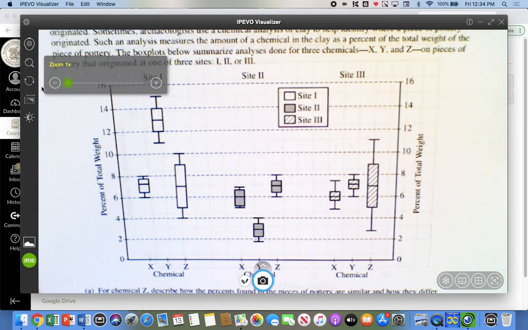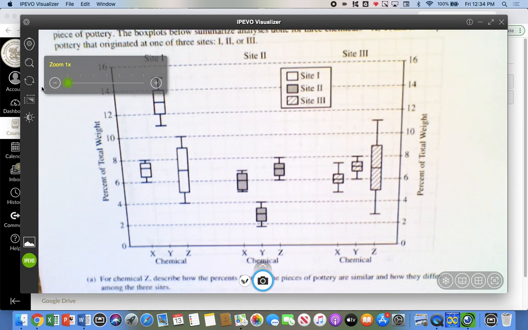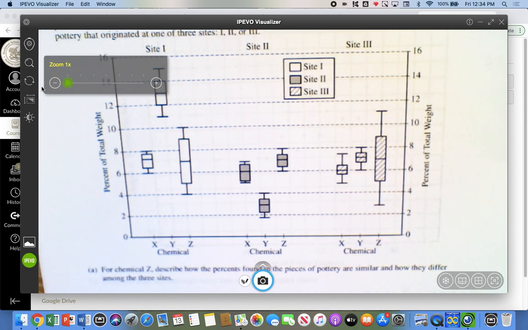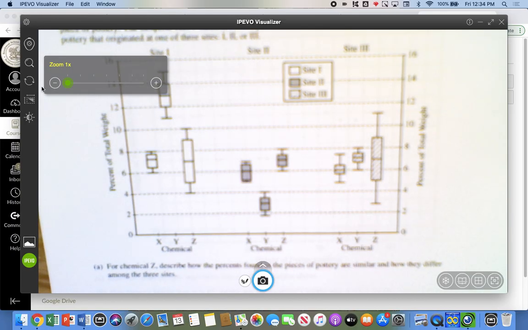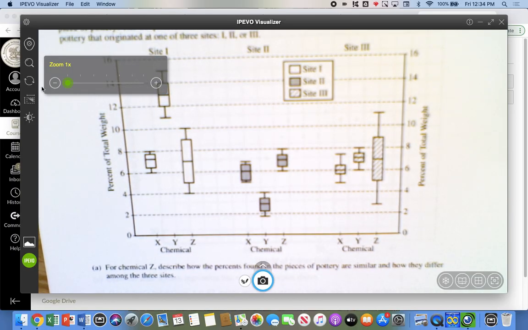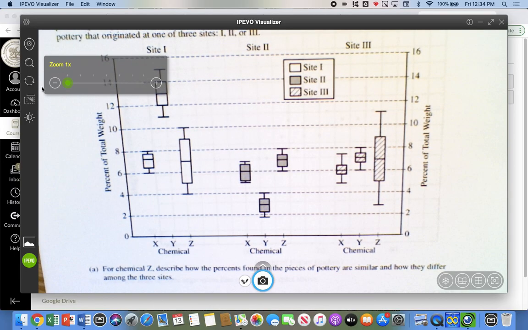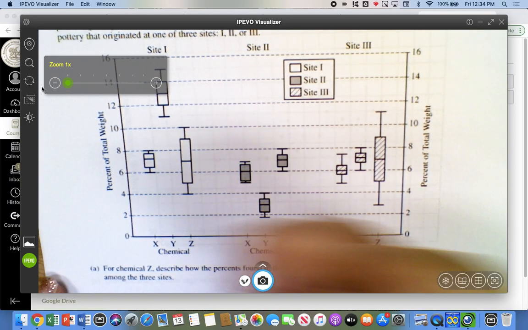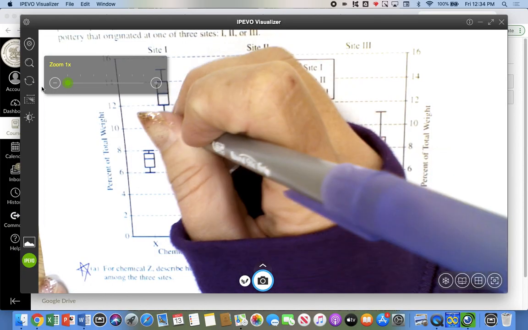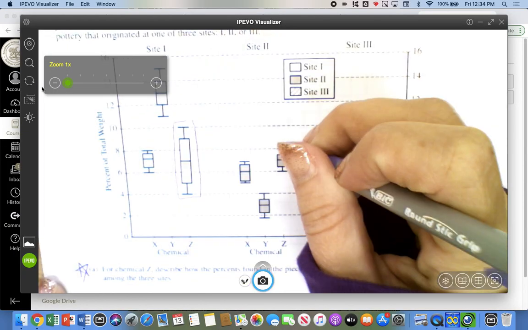Looking at this first example, part A asks you to describe how the percents found in the pieces of pottery are similar and how they are different, just for chemical Z. So for this first part, we are only looking at these three box plots.